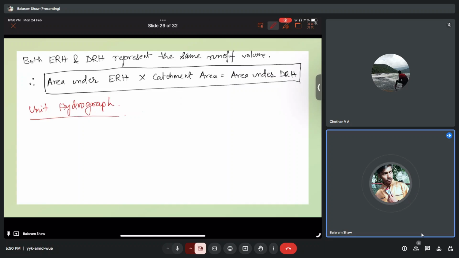Okay, unit hydrograph is a very important component which we study in hydrology or in water resources engineering. So first I'll define what is unit hydrograph. So what is unit hydrograph? See, we have these two terms, that is unit and hydrograph. Okay, so first I'll write the definition.